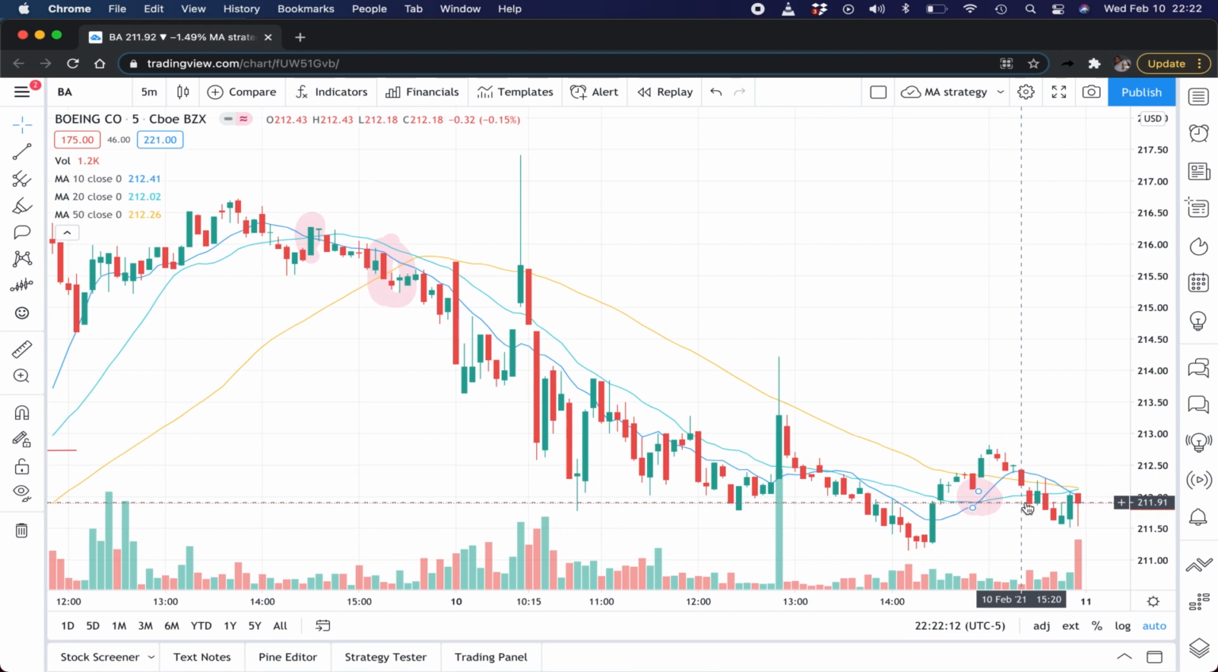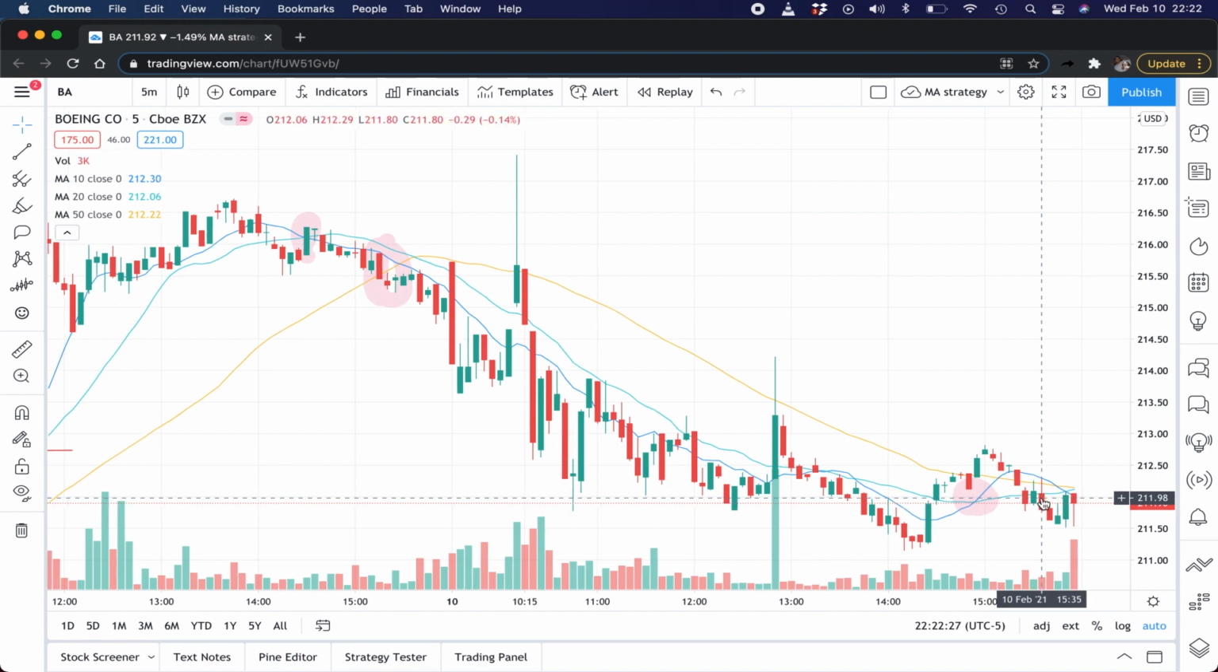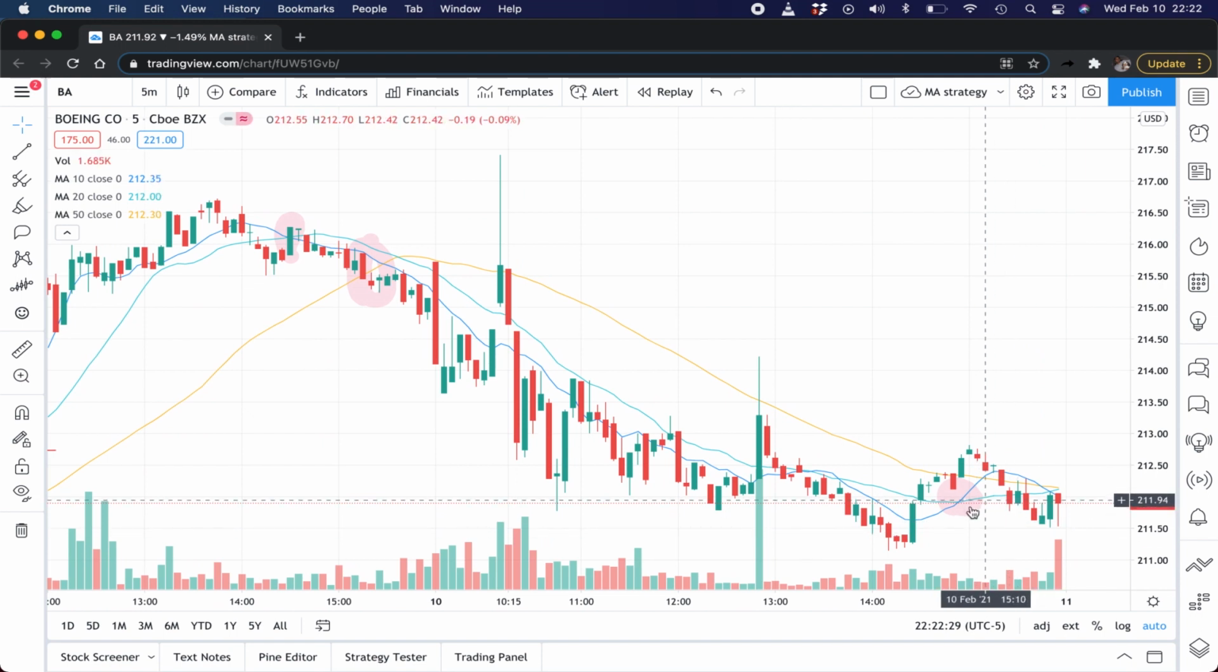Now, only when the 20 period moving average starts to curl up to the 50, you can close the trade. You can buy the stock to cover your short position and then close the trade. But in this case, I don't have a signal yet. I just saw the convergence of the 10 on the 20 here, but the 20 is yet to curl up to the 50. So we would still stay short on this trade.